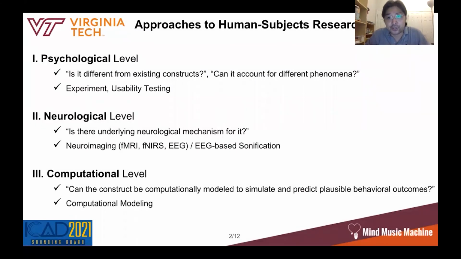In human factors and engineering psych, there are three different levels of research approaches. The first level is psychological level. So we do experiment, human subject research. And when it comes to auditory user interfaces or auditory displays, we do usability testing. The second level is neurological. So we use neuroimaging techniques, fMRI, fNIRS, and EEG. The third level is computational level, but little research has been done specifically in our community, ICAD community. So I want to introduce you to computational modeling.